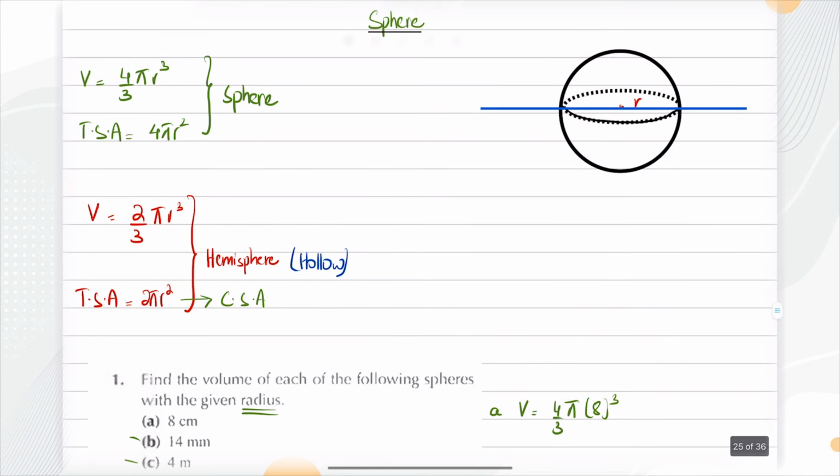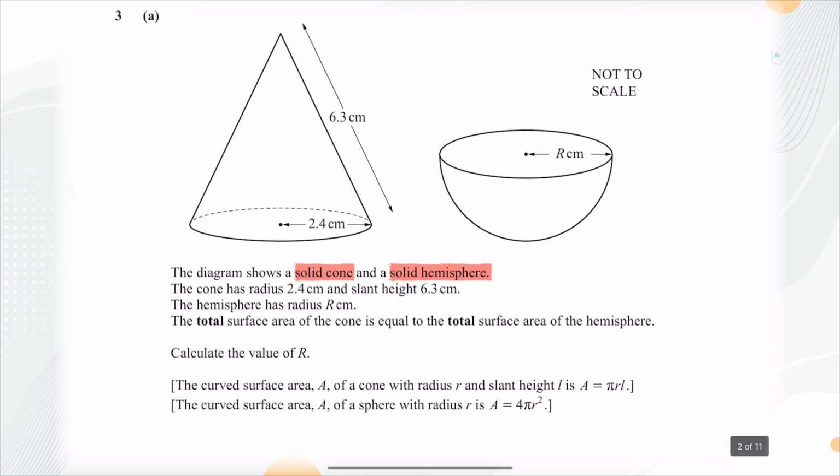So in that case, what do you think will be the total surface area of a solid hemisphere? 2 pi r square for the curved part, the curved surface area, plus the circular base, which will be pi r square. Okay, so 2 pi r square plus pi r square, which then eventually becomes 3 pi r square. Okay, so this is for a solid hemisphere.